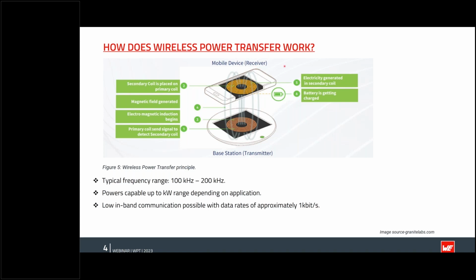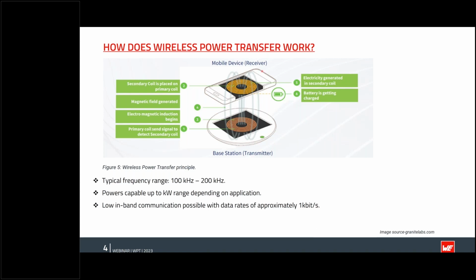So this image also describes the same function, and as you can see, the magnetic field is concentrated exactly at the center of the device and in a small space. And it has a small limitation: the mobile device or your end application has to be placed exactly on top of the transmitter, with a very small distance between the transmitter and the receiver for efficient energy transfer.